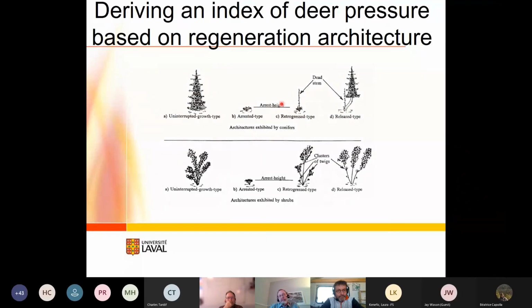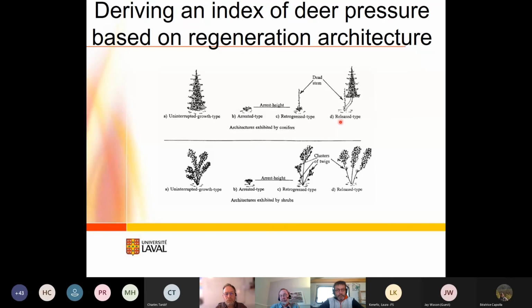In order to avoid the kind of problem I mentioned about assessing the browsing pressure, we use architecture types. So here you have the normal growing type, and here you have the arrested type, which means that the browsing is keeping the seedling under a certain height. Here you have the retrogress type, which was a seedling that was able to reach a certain height, but then browsing intensified and it was reduced back to the same height as this one.